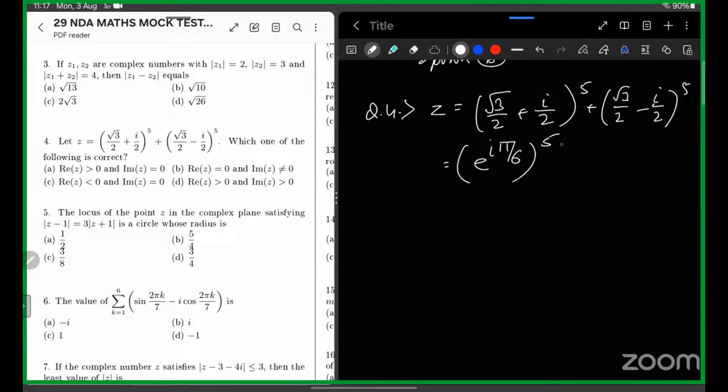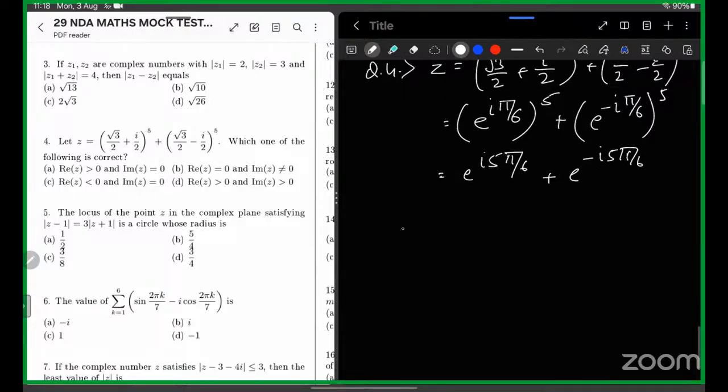In this form I can write it. Again, for the other one, x is positive and y is negative, so it is in the fourth quadrant. In the fourth quadrant, theta can be written in negative form also. So I can write it as e raised to minus iota pi by 6, whole raised to power 5. Now multiply it. Power 5 inside, you are going to get iota 5 pi by 6, and then here you will get minus iota 5 pi by 6. Okay. Now simplify it.